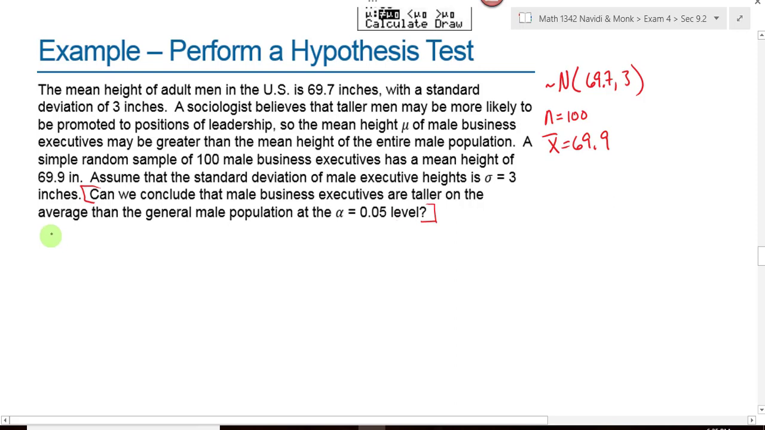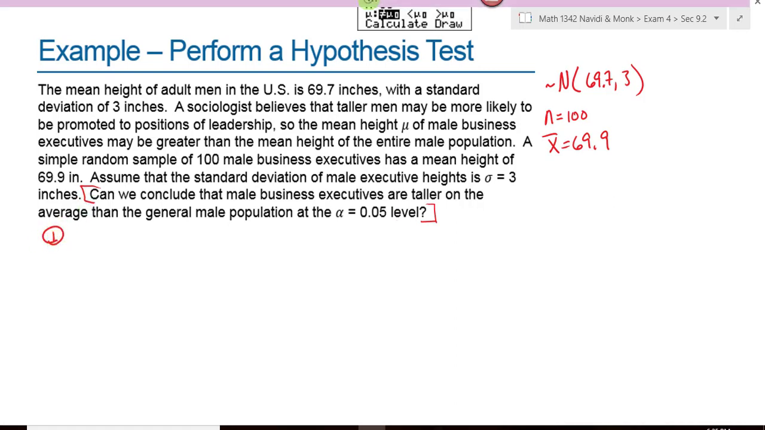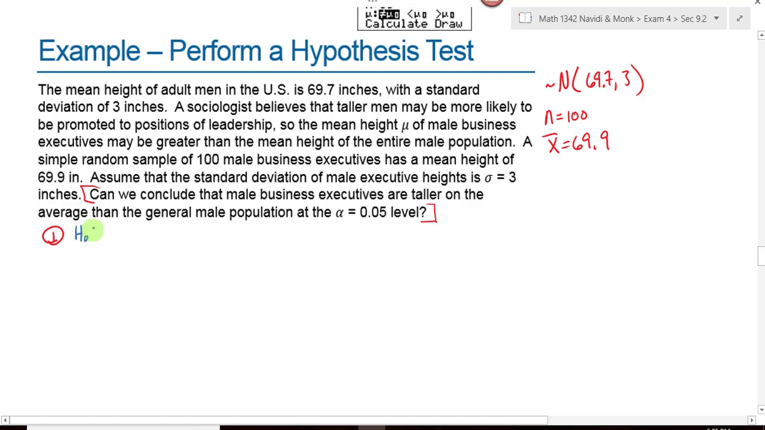We begin the process, and our first step is to identify our null and alternative hypothesis. The null hypothesis, mu equals, what number do I use for this? Not 69.9. 69.9 was the height from my sample. 69.7, because I want to know, are male business executives taller than the general male population? Well, here's the mean for the general male population. That's the number that goes in my null hypothesis.